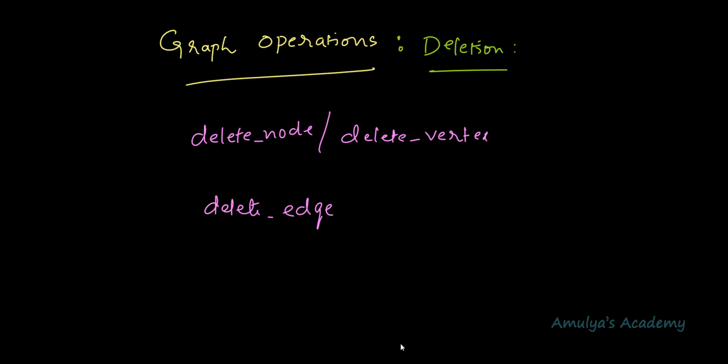We were discussing the graph deletion operation, and in the previous tutorial we saw how to delete the given node or an edge between the given vertices in the graph. Next, let's write some code. Today we'll write the function for the deletion operation.